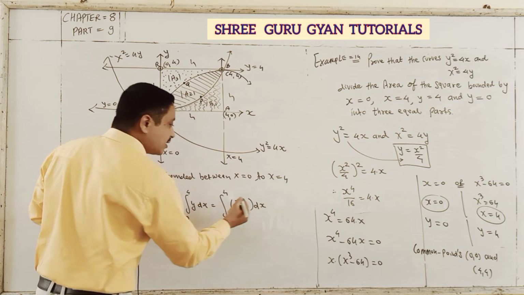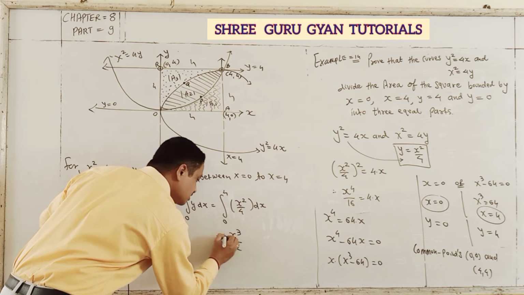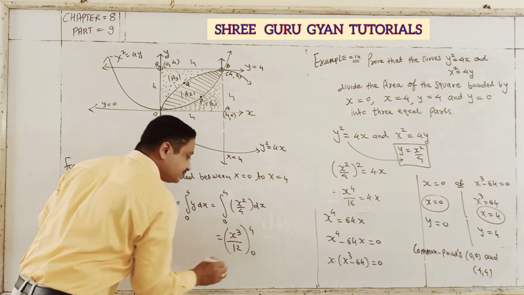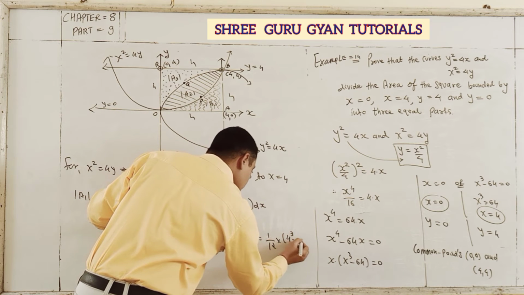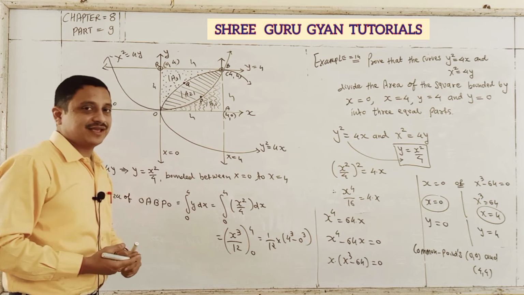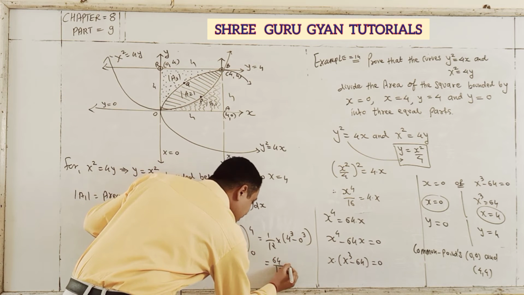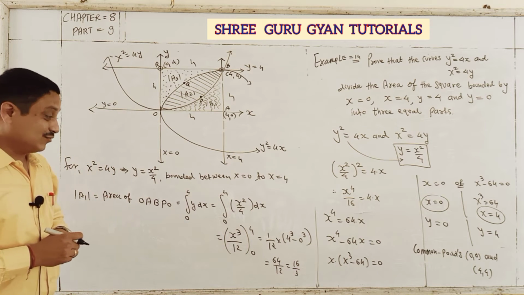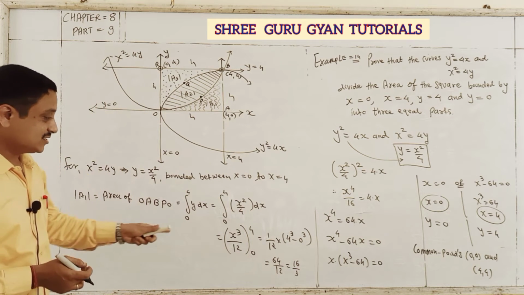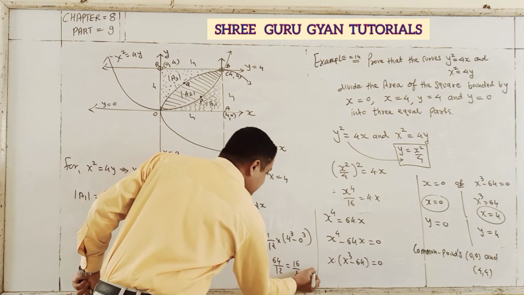Simple calculation: x raised to 3 by 3, 4 3s are 12, from 0 to 4. So students, 1 by 12 times 4 cube minus 0 cube. The answer is 4 raised to 3, 64 by 12, that is 16 by 3. This is your first area declared.